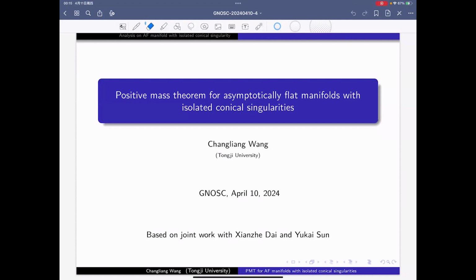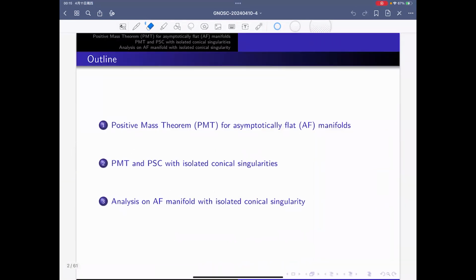So my talk will be the continuation of Professor Dai's talk. We'll continue to talk about the positive mass theorem and also positive scalar geometry with isolated conic singularities. This is the outline of my talk.